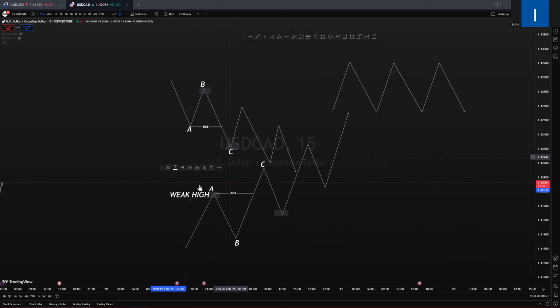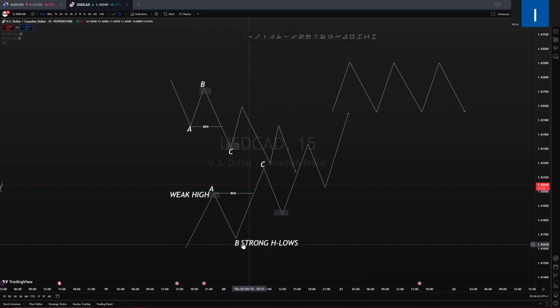In a bullish structure, we're expecting weak highs and strong lows. So we need strong lows, strong higher lows. You call them strong lows, where the H stands for higher lows. Yeah, that's what we're looking for: weak highs and strong higher lows.